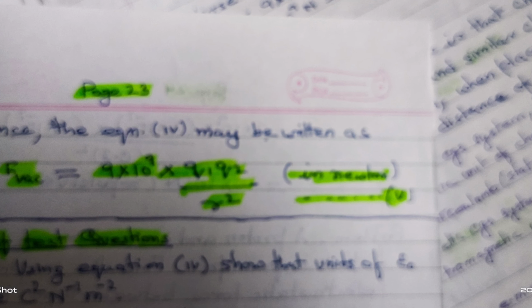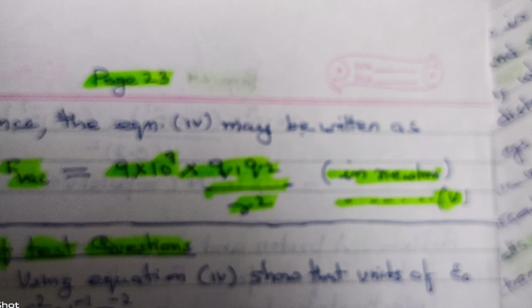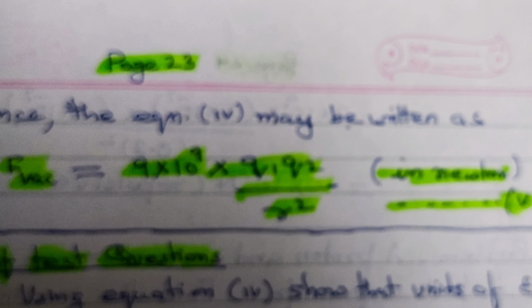Hence equation 4 may be written as F vacuum equals 9 into 10 to the power 9 into Q1 Q2 divided by r square in Newton. This is the fifth equation. Self-test question: using equation 4, show that the units of epsilon naught are Coulomb square Newton to the power minus 1 meter to the power minus 2.